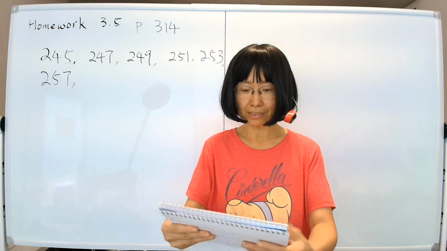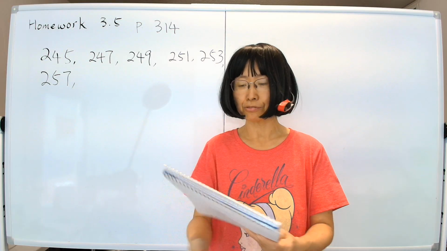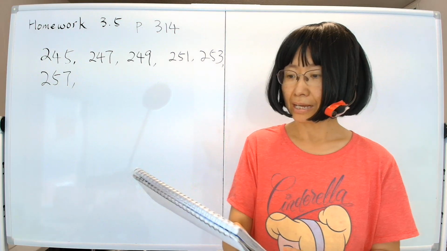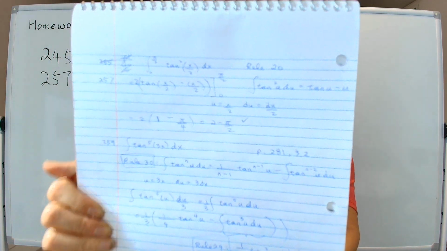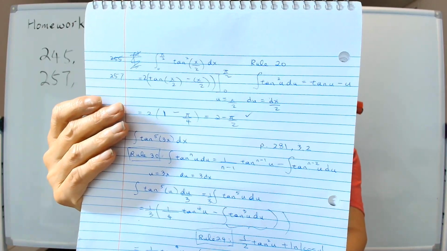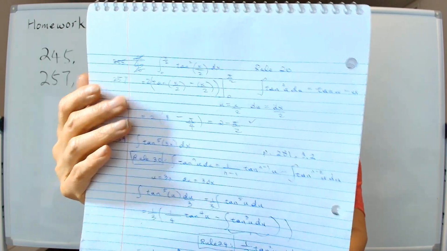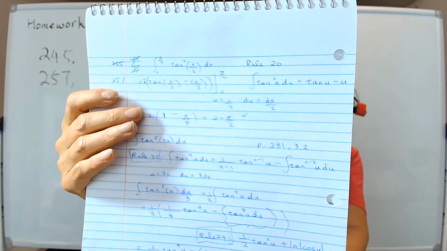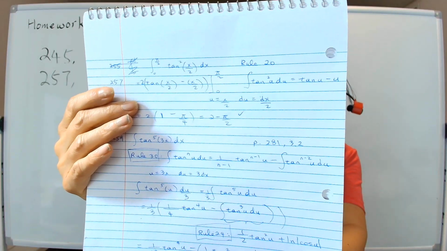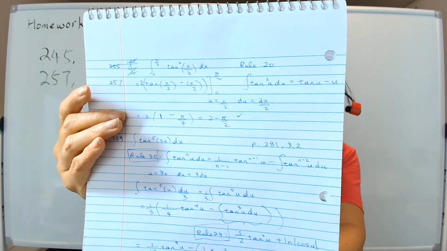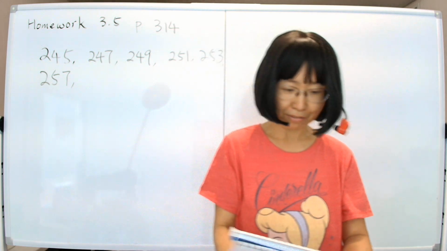Same thing for 257. 257 is a one-step integration because there's a rule that directly solves the problem of integration. Rule 20 will fix 257. You do the evaluation in this case, which is fine. Go ahead and do the evaluation, and the answer will pop out right away.